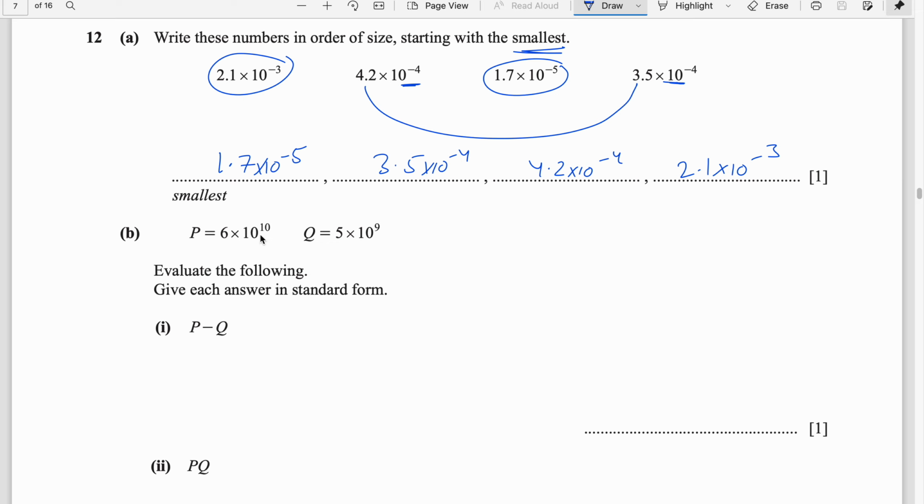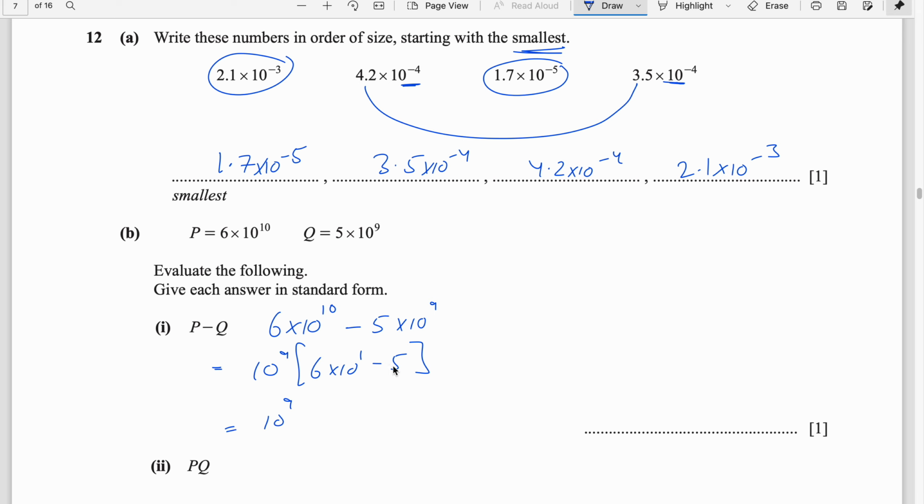B part. P is given, Q is given. Evaluate the following. Give each answer in standard form. So P minus Q. 6 into 10 raised to the power 10 minus 5 into 10 raised to the power 9. I'm taking out 10 raised to the power 9 as common. So we are left with 6 into 10 to the power 1 minus 5, so 10 raised to the power 9.